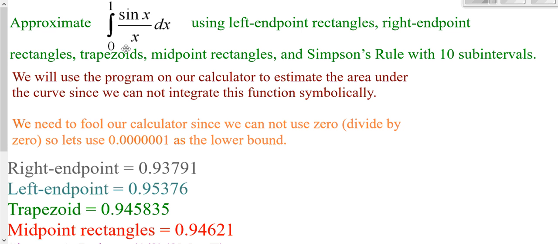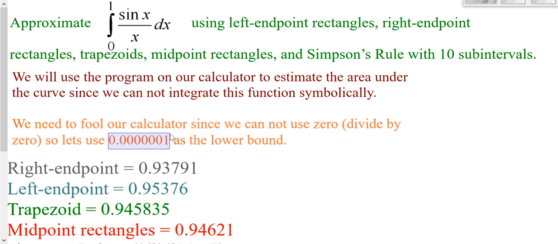But for the most part, on a problem like this, we have to kind of fool our calculator. Because if you did plug in 0 on top and 0 on the bottom, you get 0 over 0, and your calculator is going to say, I can't do that. So basically, instead of starting at 0, we just try something really close to 0, but not technically 0. So it's still going to give us a very accurate answer.